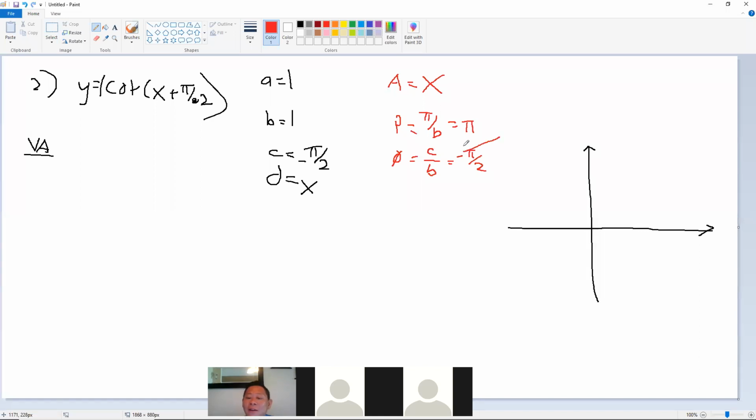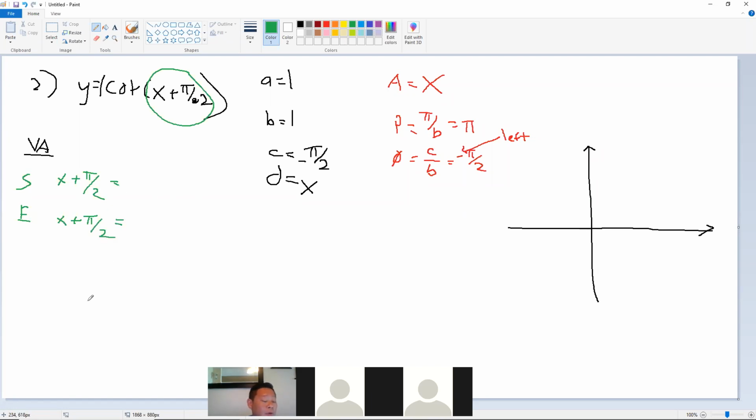And when you get a negative, it means you move to the left. Some of you were wondering what this stands for. It means you move to the left, your cotangent graph moves to the left. So make sure you know how to do this in your test. Again, for vertical asymptotes, start with starting point and ending point. And we will use the Bx minus C, which is x plus pi over 2. And you have to set it equal to something.